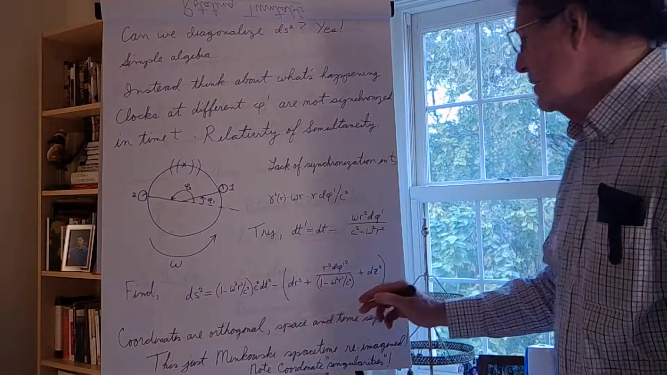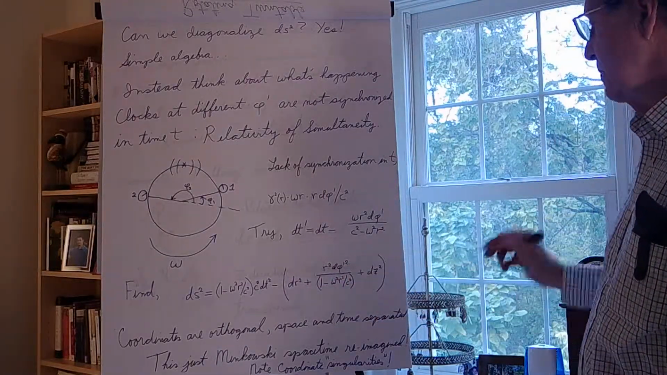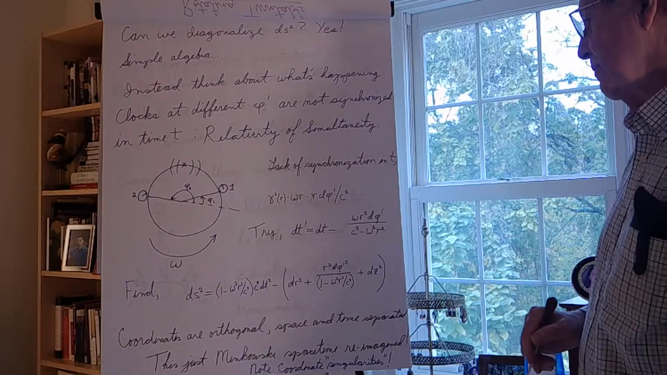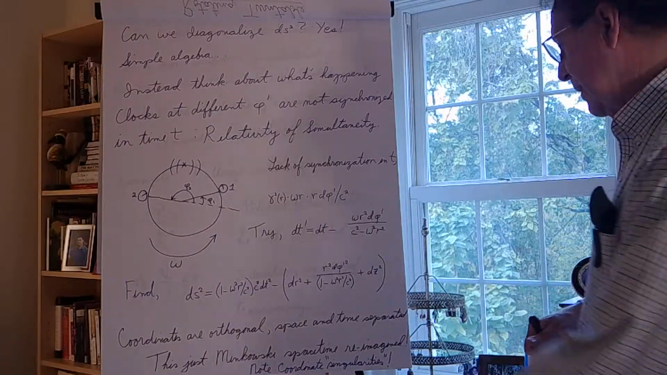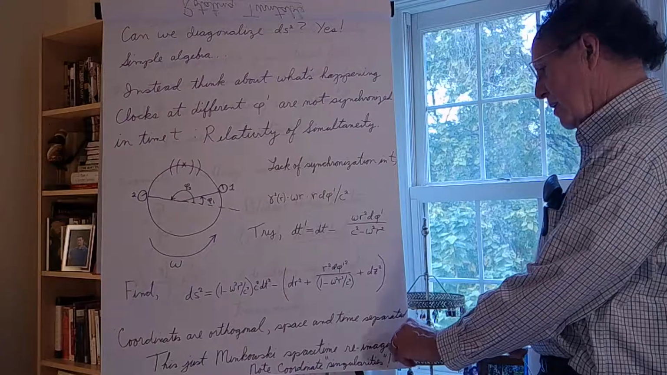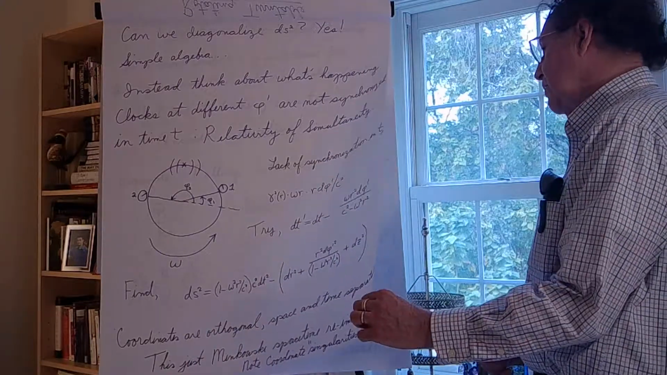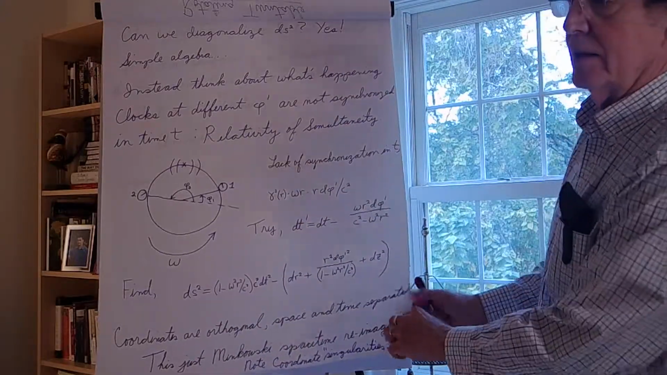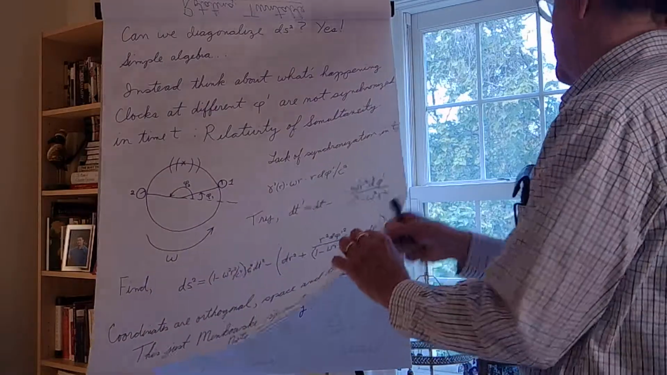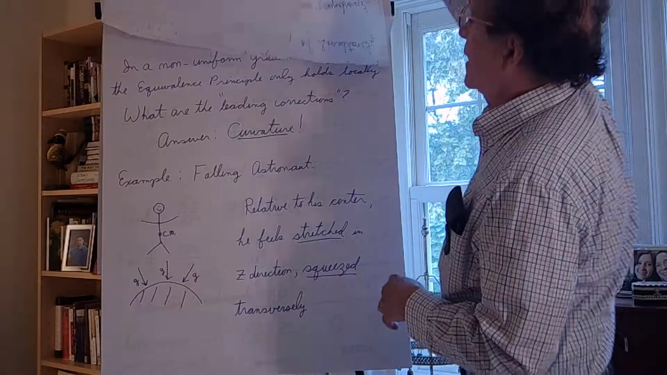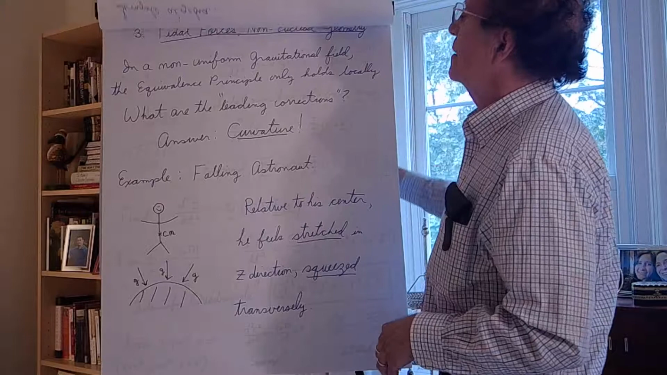These coordinates are nice, they're orthogonal, I don't have any cross terms, and space and time is separated. But it's just plain old Minkowski space reimagined. And it comes with a few caveats. Okay, and that's the way it is. Okay, so we'll pick that up later.